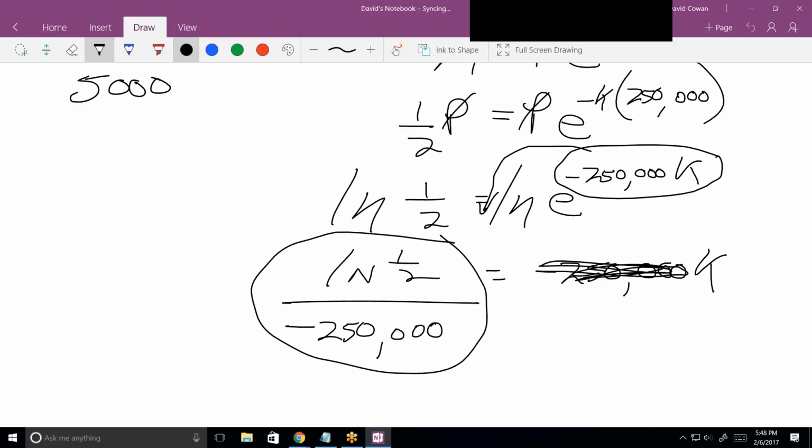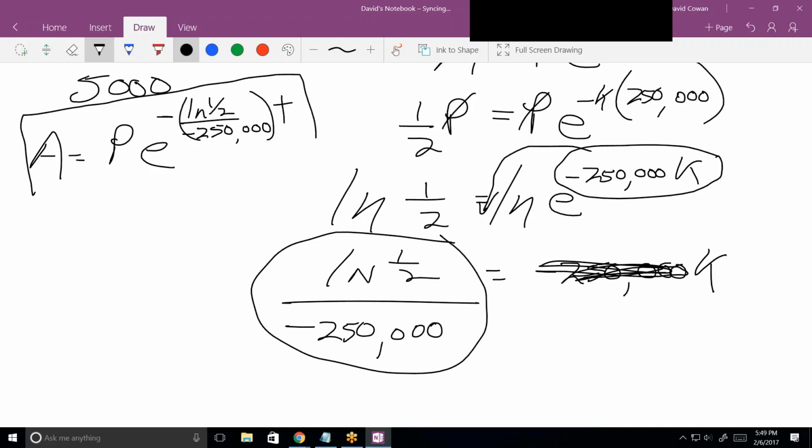Now let's write the specific equation, which is to say the amount I'm going to have is the amount I started with times e to the minus K, where K is natural log of 1/2 divided by minus 250,000, all times t. And now I can use this specific formula on any amount of material.